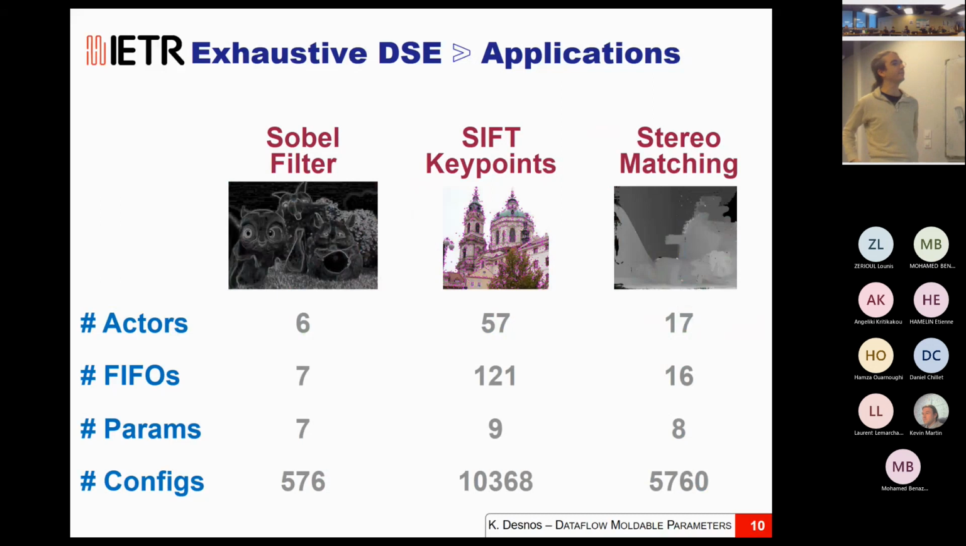These three applications have very different complexities. So here on this slide, I am displaying for each application the number of actors in the data flow graph, the number of FIFOs in the data flow graph, the number of moldable parameters in each graph, and the last information, the number of configurations that we can explore based on these parameters. Here we can see that in the Sobel filter, we only have 500 configurations to explore, while in the SIFT application, we have more than 10,000 configurations to explore.